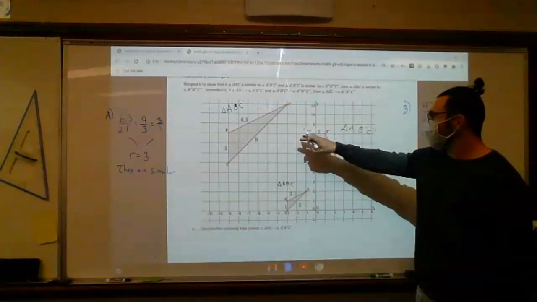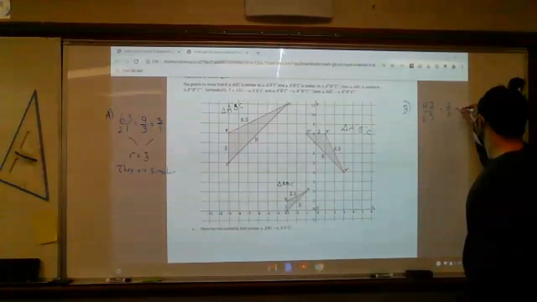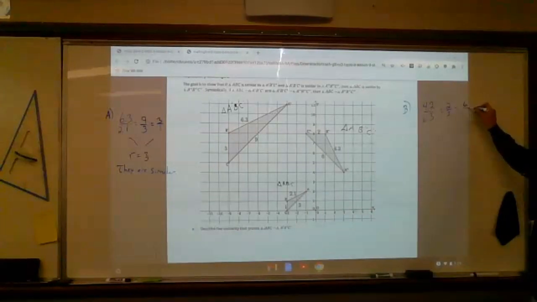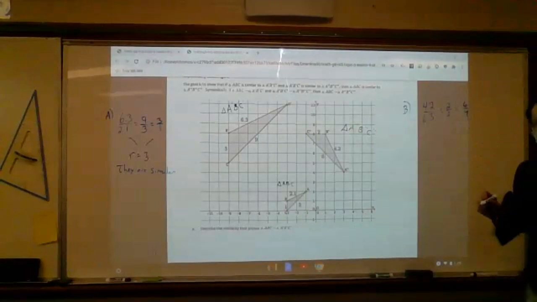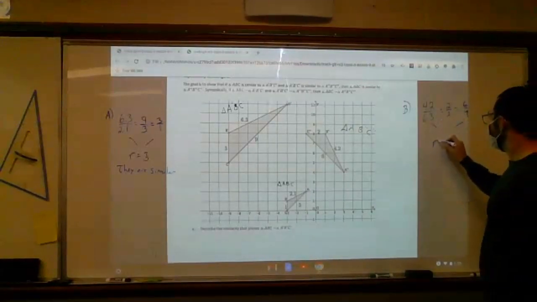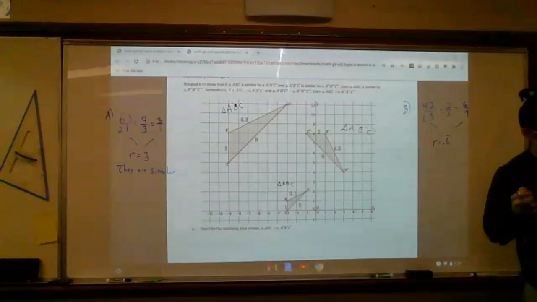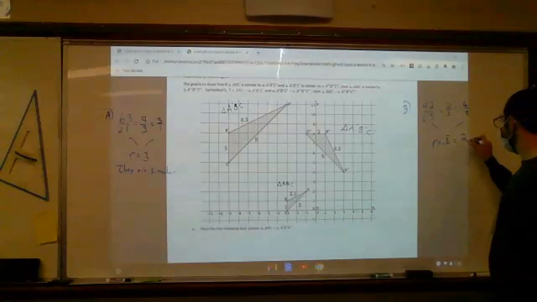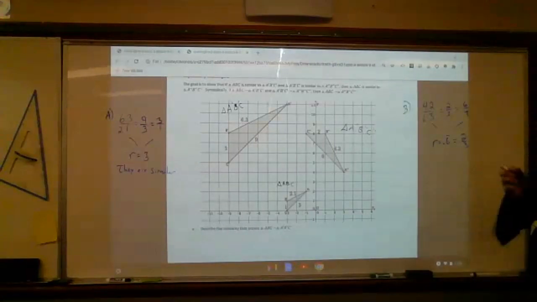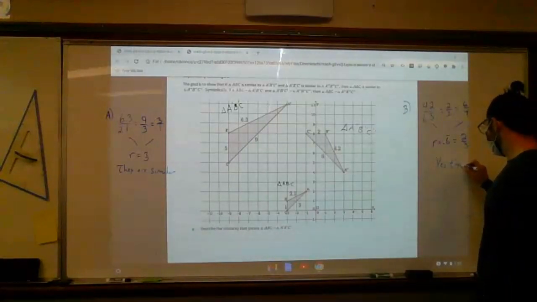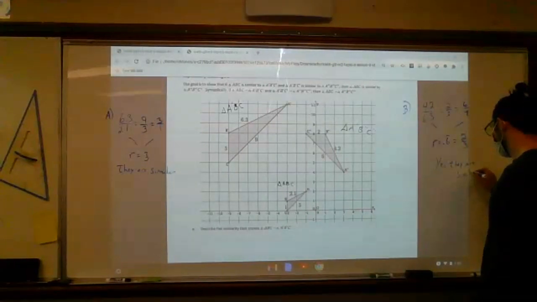Good. B double prime, C double prime over B prime, C prime. Faith, do you want to give me the last one? So 6 divided by 9. Wonderful. When I divide all of these, I get R equals 0.6 repeating. But if you use your calculator correctly and press second table enter, that gives me 2/3. Are these similar? Yes. They are similar.